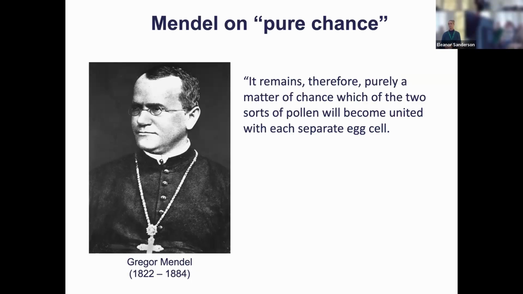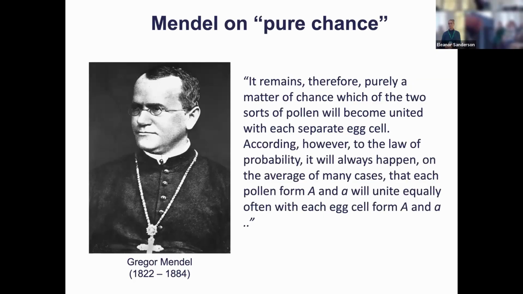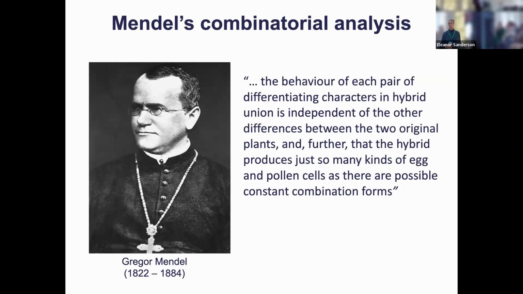But much more interesting is the pure chance of what happens during the passing down of the heritable material. So he says that it's purely by the law of probability that, on average, as many cases of each pollen form, capital A and small a, will unite equally. So it's a chance activity. That's the segregation, and then the independent assortment is that the different traits based on different loci also segregate independently through these two levels of randomization.